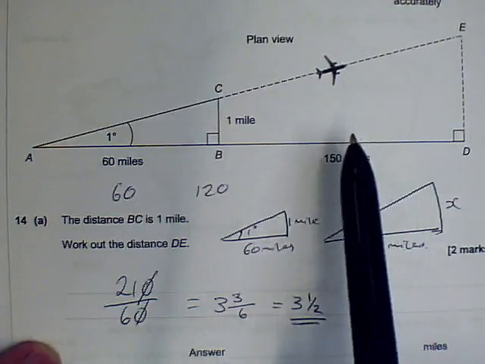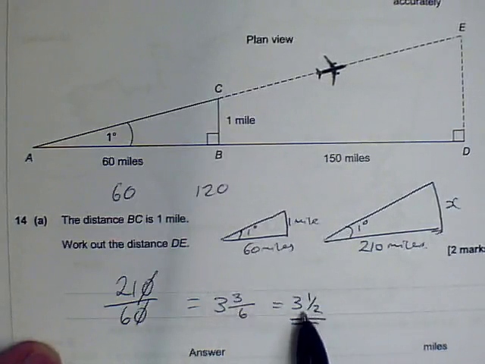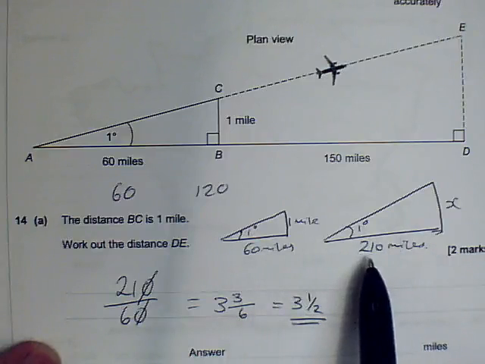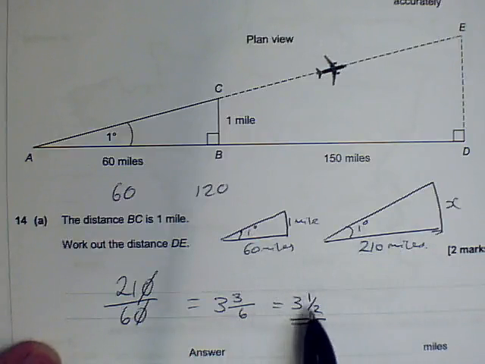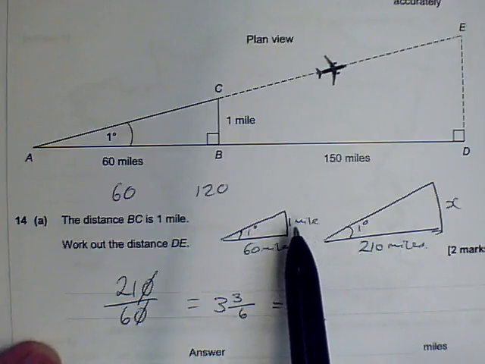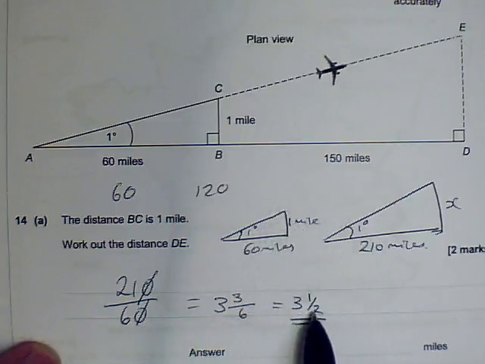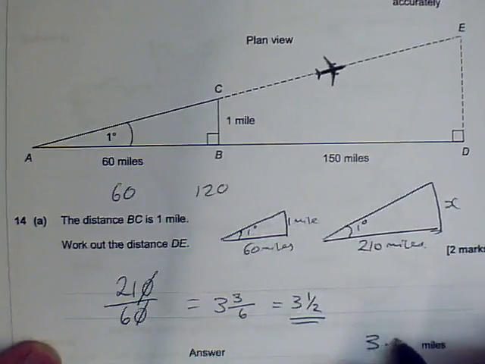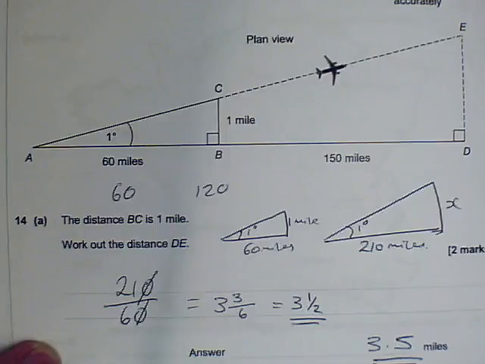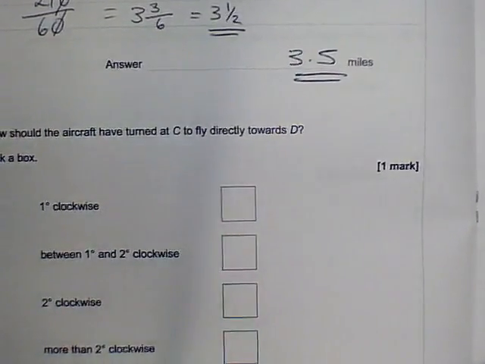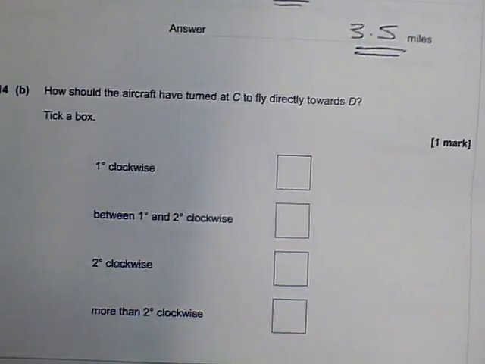So in other words, 60 times 3.5 gives me 210. So now I know that's my scale factor. I can then do the same for this. 1 mile times 3.5 would therefore give me 3.5 miles. So that's my answer.